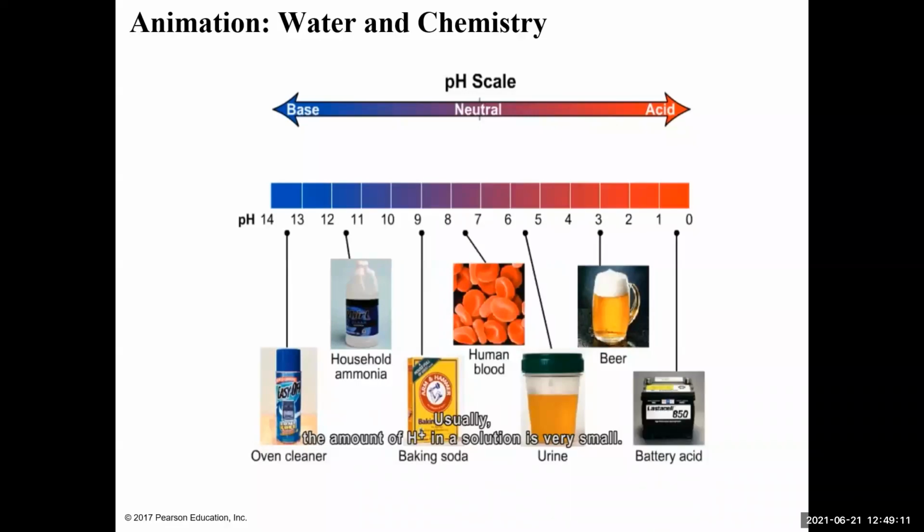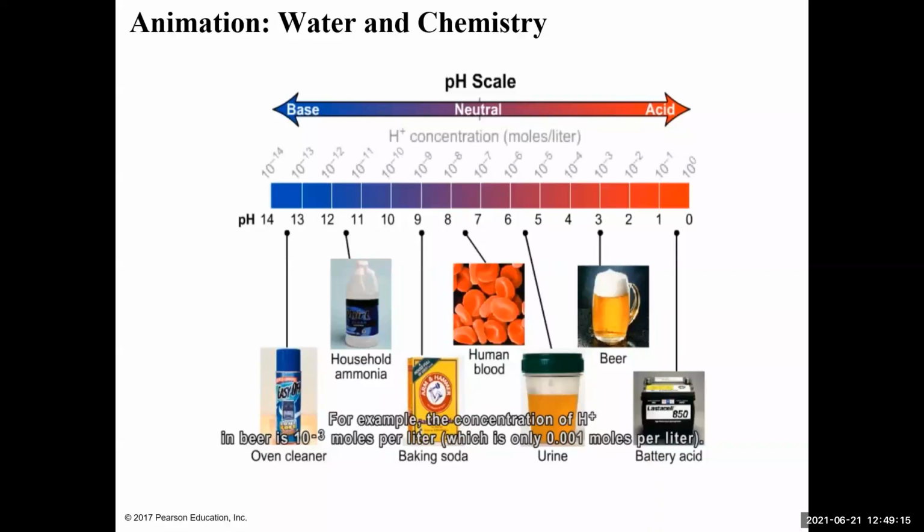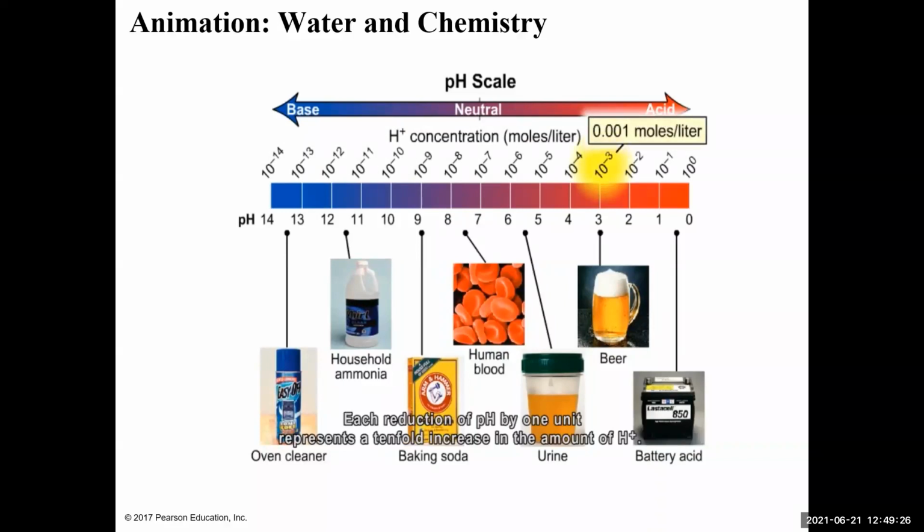Usually, the amount of hydrogen ions in a solution is very small. For example, the concentration of hydrogen ions in beer is 10 to the minus 3 moles per liter, which is only 0.001 moles per liter. Each reduction of pH by 1 unit represents a 10-fold increase in the amount of hydrogen ions. So a solution with a pH of 2 is 10 times more acidic than a solution with a pH of 3.